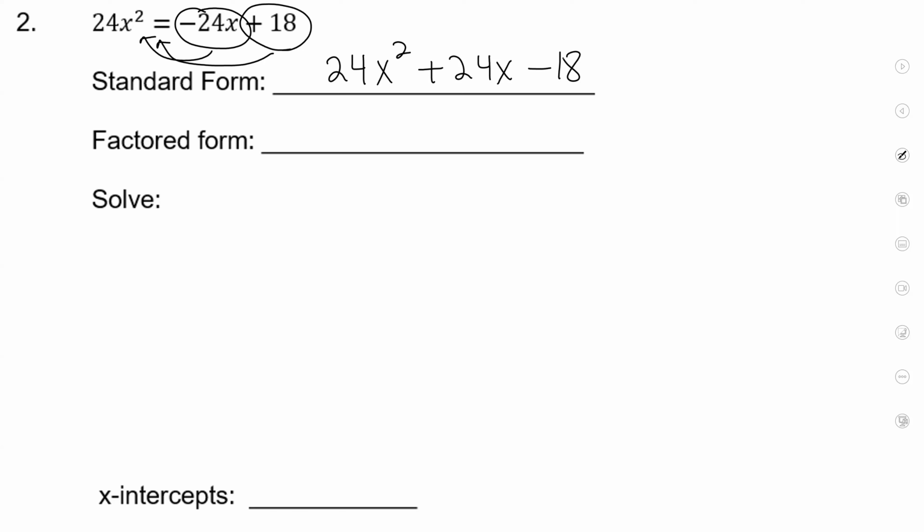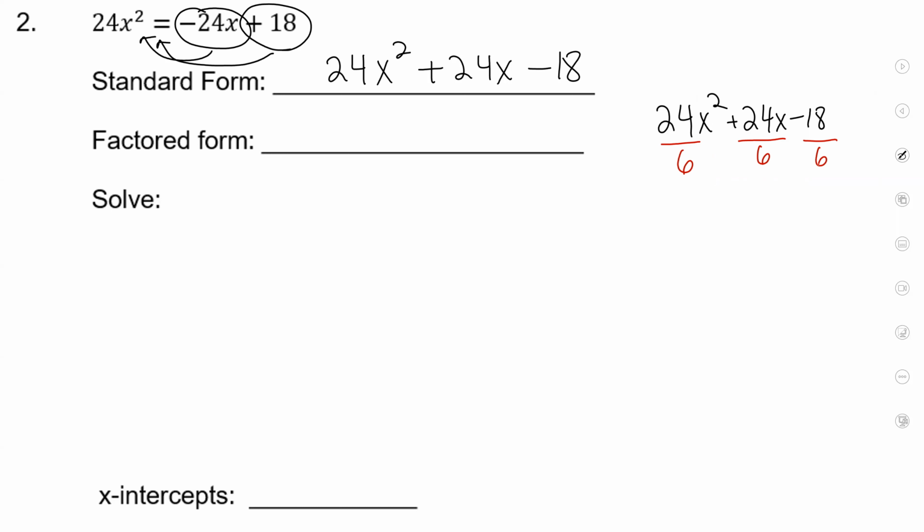Okay, now we're going to factor it. What can all of these numbers be divided by? Yep. I'm going to do the biggest number that it can be divided by, which is 6. It can also be divided by 2, but then you'll have to divide again. So I'm going to do the biggest common factor, which is 6.